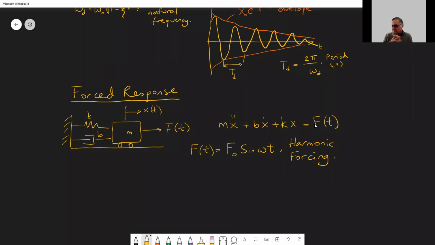Because harmonic forcing is very important in machinery. That's one thing. And secondly, any periodic forcing can be expressed as a sum of many harmonic forcings of multiple frequencies using Fourier series. Anyway, in this harmonic forcing, F0 is the amplitude of forcing, force let's say, and omega is the frequency of forcing.